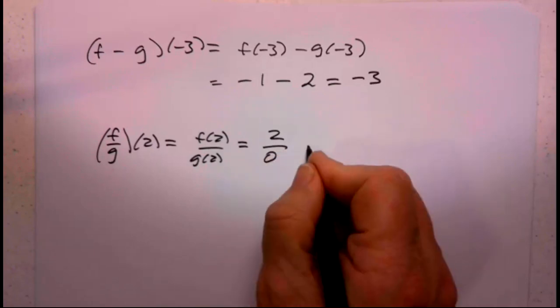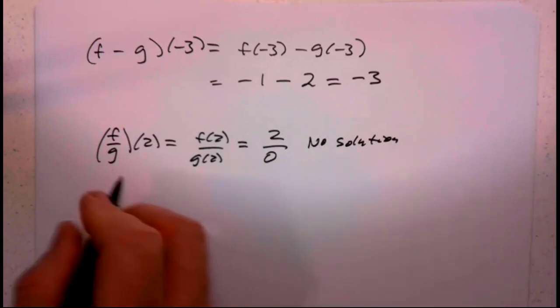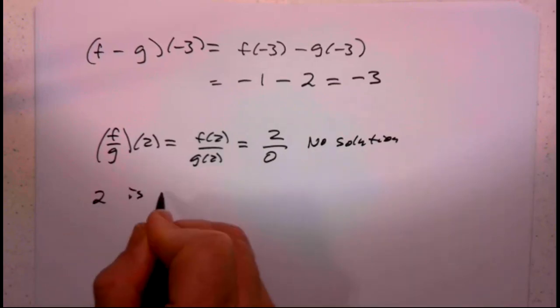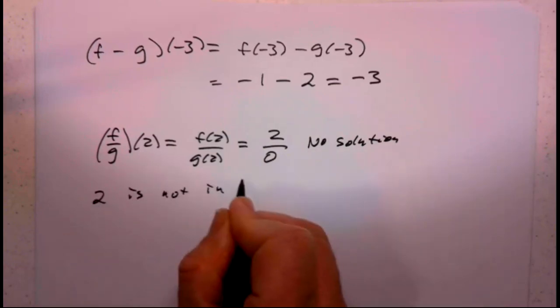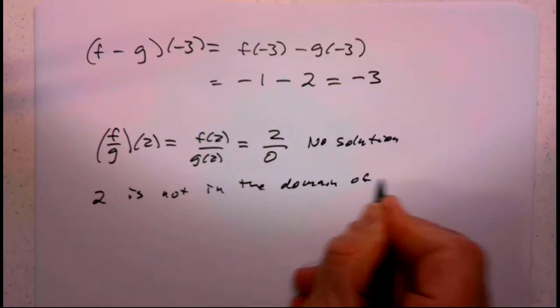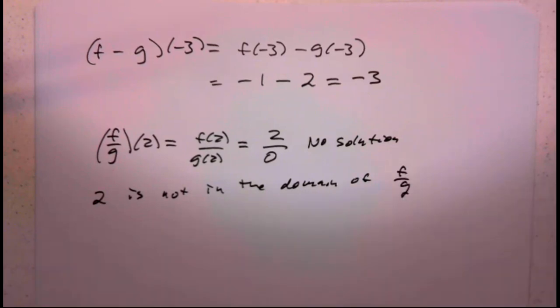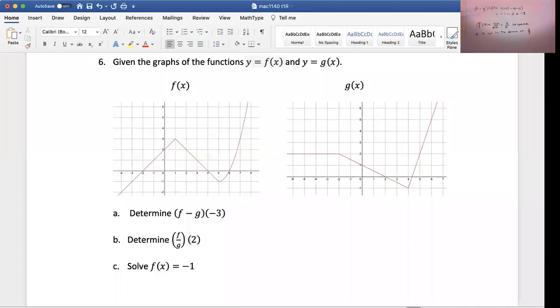2 divided by 0, no solution. Cannot divide by 0. So we can say 2 is not in the domain of the function f divided by g, interestingly enough. And I believe there is one more question here for us to look at.